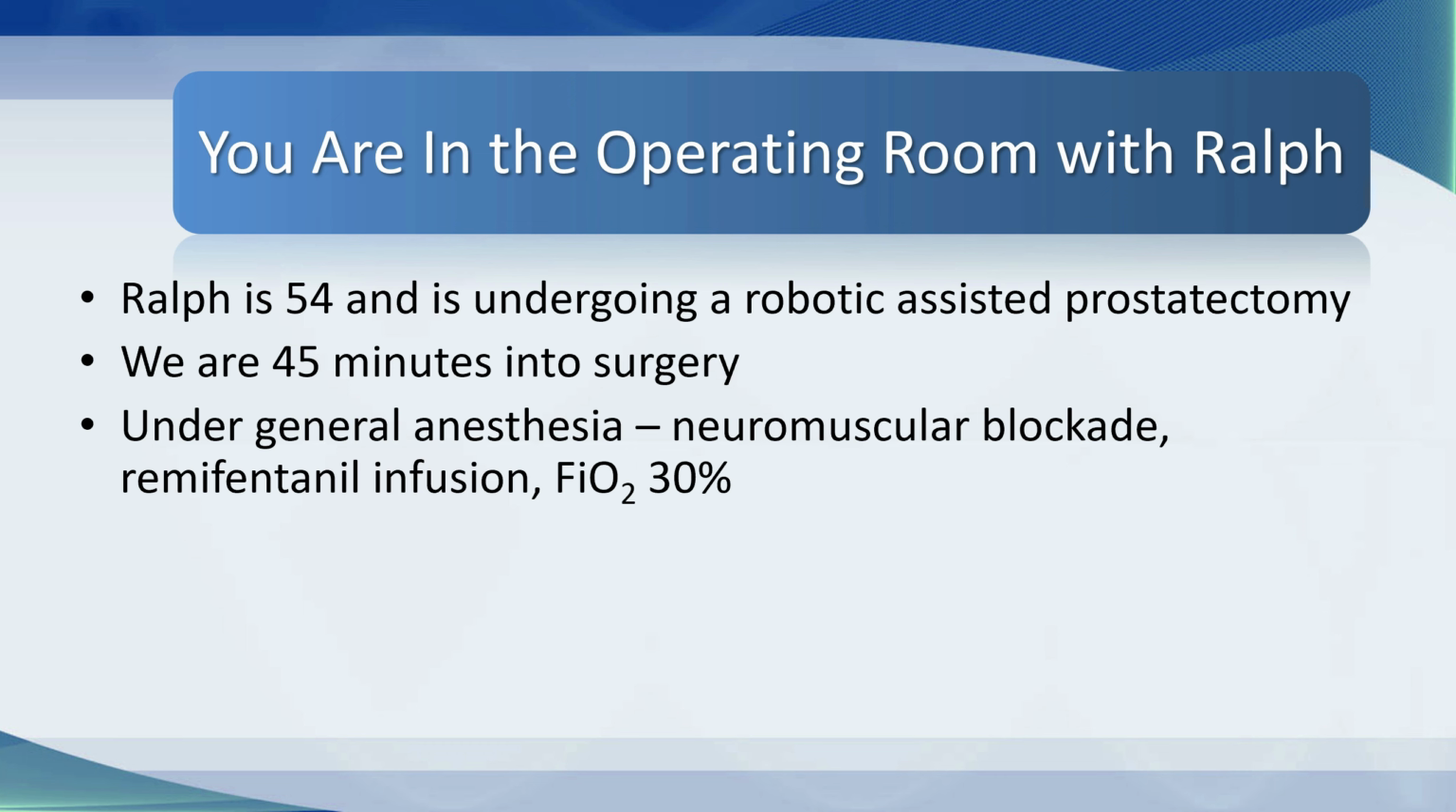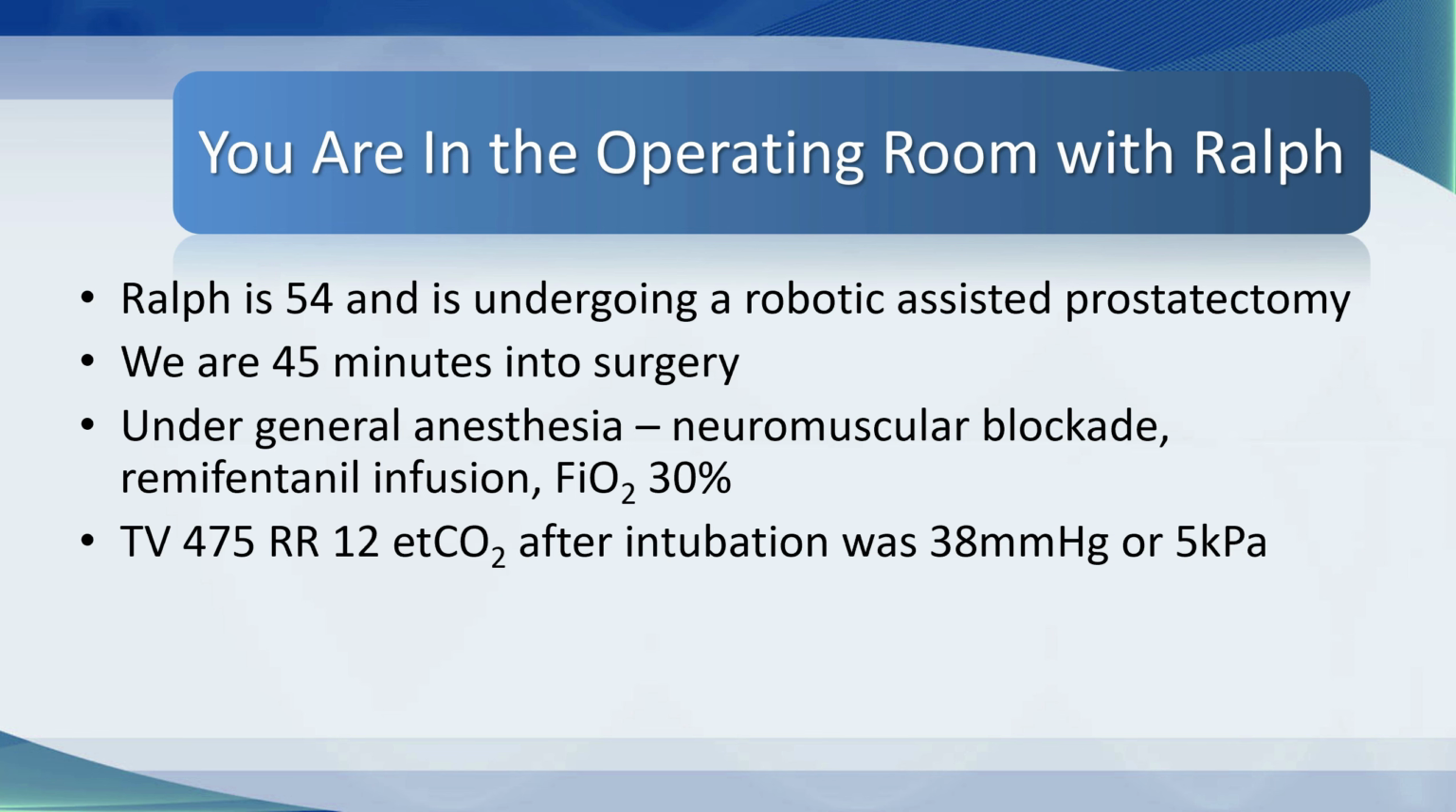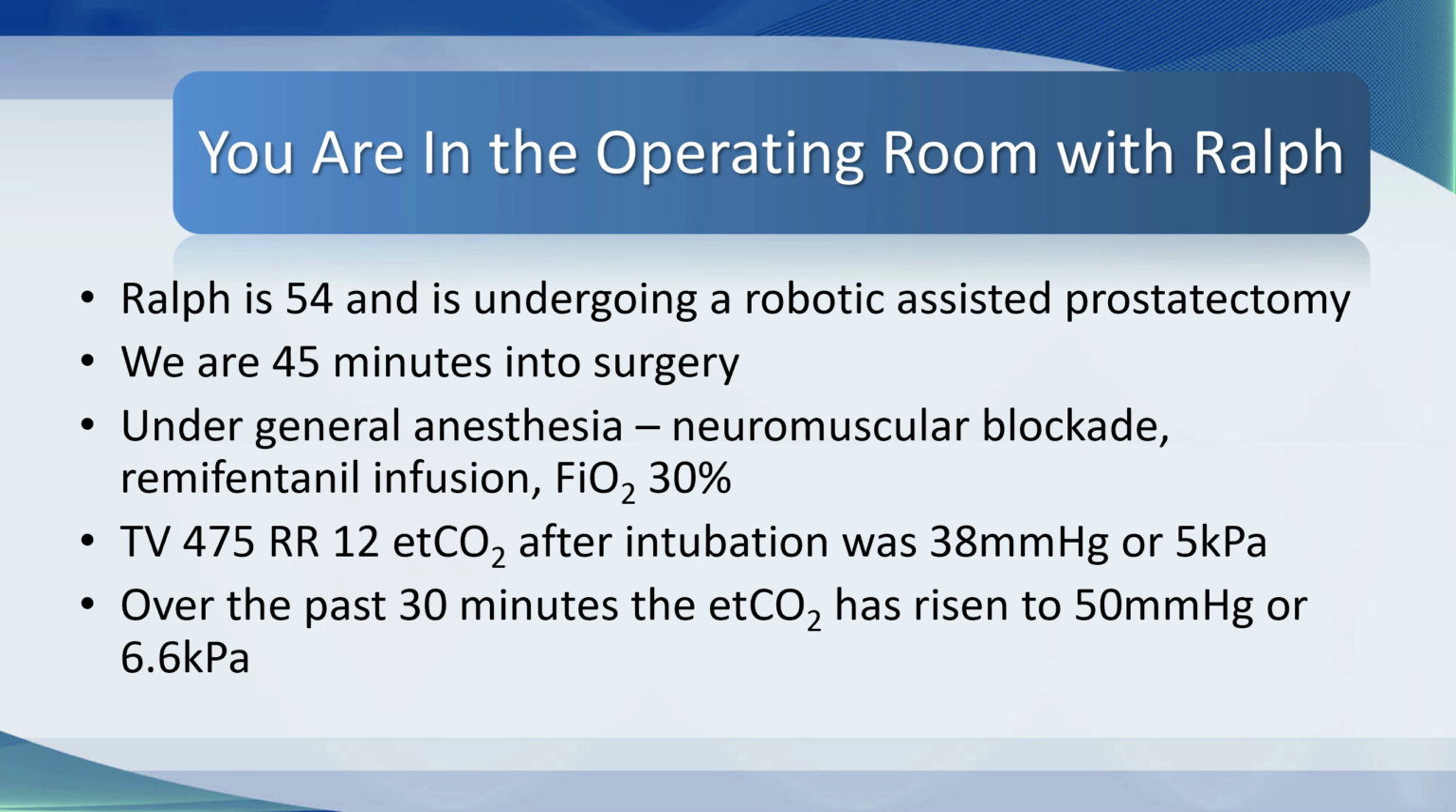The patient is paralyzed with neuromuscular blocking agents. He's on a remifentanil infusion, which will reduce all his metabolic and adrenergic activity, and he's on an inspired oxygen tension of 30% or 0.3. His tidal volume is 475 mils, respiratory rate is 12, and his end-tidal CO2 after intubation was 38 millimeters of mercury, or in and around 5 kilopascals. Over the next 30 minutes, the end-tidal CO2 has been progressively rising, and it's now 50 millimeters of mercury, or 6.6 kilopascals.